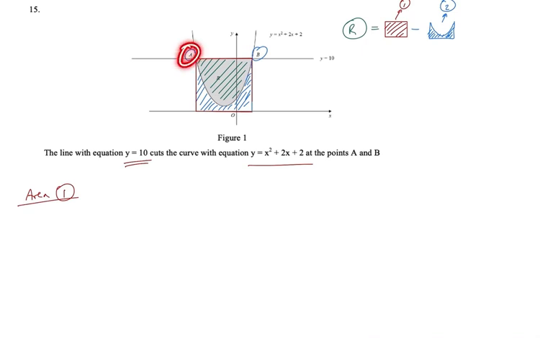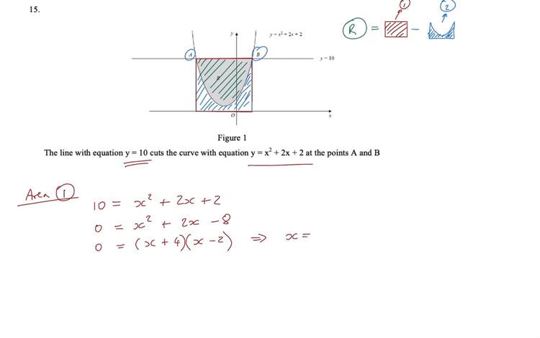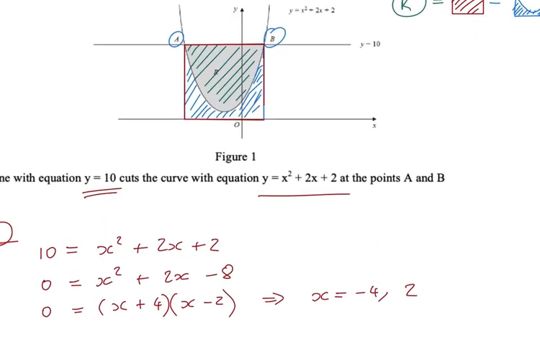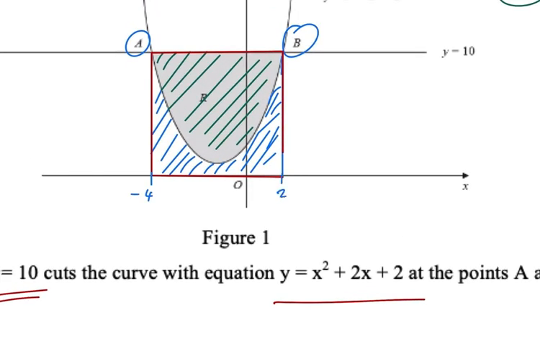Now, in order to do that, we need to find out what these 2 coordinates A and B are. Now, we know they lie on the line y equals 10, and we want to find the place where the curve, this curve here, intercepts the straight line. So we can just set them equal to each other. So we have 10 equals x squared plus 2x plus 2, and that's something to solve. Rearranging, I get this. Factorising, I get this. And so we have x equals minus 4 or 2. And I can now fill this in on my diagram. This point, therefore, must be minus 4. This point here is positive 2.